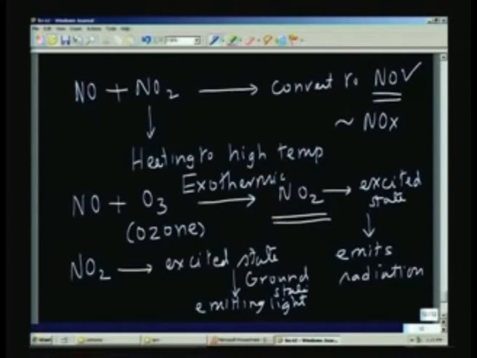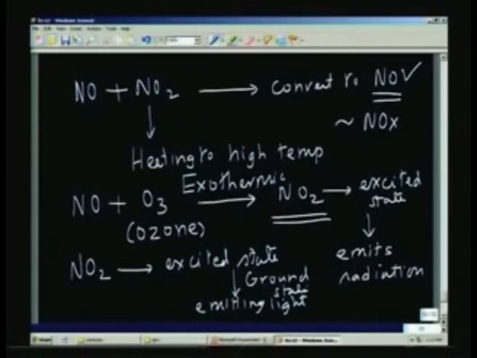So, if I measure the amount of emitted light, of course, not all of the excited state molecules are going to come to the ground state, but some of them will, and during this process a certain amount of light is emitted. So, what I have to do is measure the intensity of light which is emitted, and that can be related to the concentration of NO2, which will be related to the concentration of NOx. So, we work backwards and go back to the NOx. So, this is one part of the story.